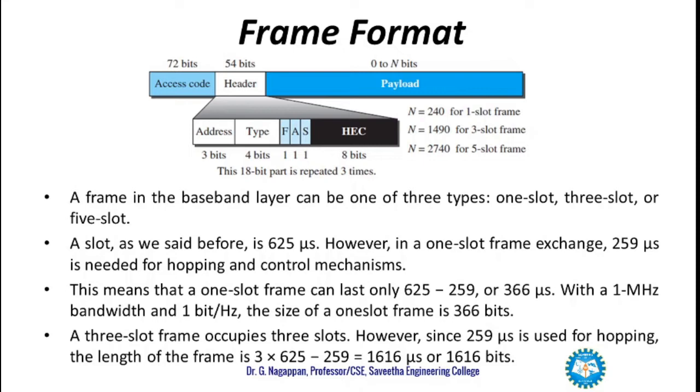With a 1 megahertz bandwidth and 1 bit per hertz, the size of a 1 slot frame is 366 bits. The 3 slot frame occupies 3 slots. However, since 259 microseconds is used for hopping, the length of the frame is 3 into 625 minus 259, equal to 1616 microseconds or 1616 bits.